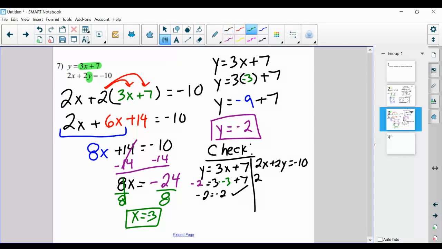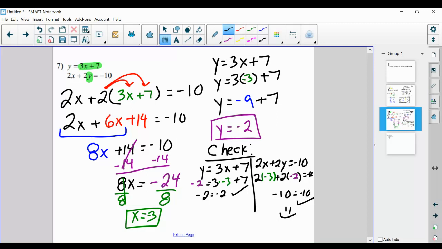Our x value is negative 3 plus, that should be in a different color, not a text box. There we go. Plus 2 times the y value, which is negative 2, is equal to negative 10. When we do this, we do indeed get negative 10 is equal to negative 10, which is great.